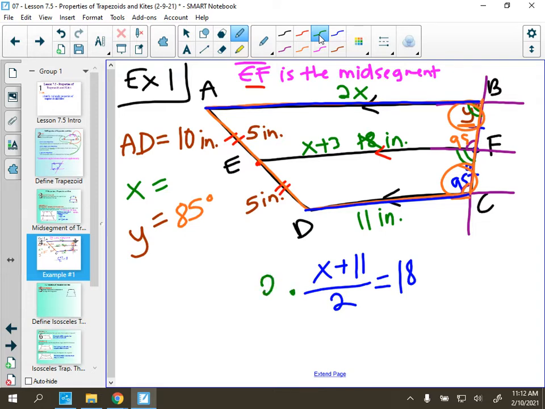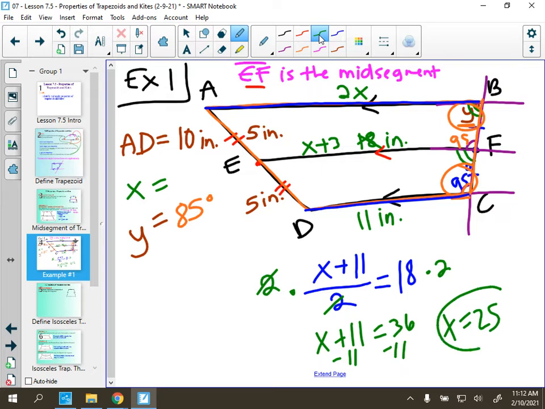So to solve this, I would multiply both sides by 2. I'm going to cancel and say x plus 11 equals 36. We'll subtract our 11 and get x equals 25, which we said, hey, you know what? That informal way of going back to the original was here, 18, which is what it should be. I should get this out of here. I don't want to confuse anybody.